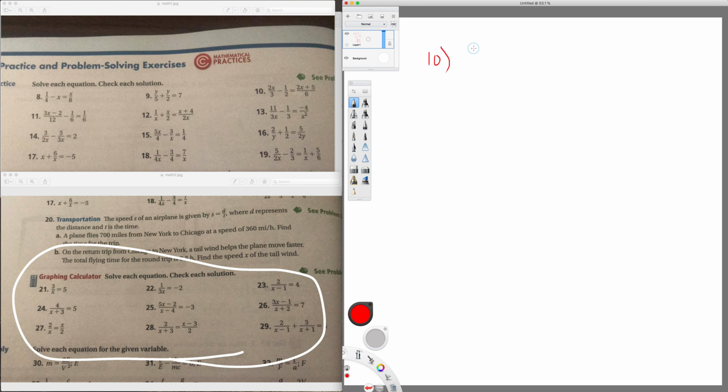Number 10, we have 2x over 3 minus 1 over 2 is equal to 2x plus 5 over 6. With a 3, a 2, and a 6, my least common denominator is 6. So I'm going to multiply everything by a 6. When I multiply by a 6 here, this 6 and this 3 are going to reduce to a 2, and then I take that 2 times 2x, so that's going to give me 4x. This 6 and that 2 reduce to a 3, and that 3 gets multiplied by that 1, so it's minus 3. And here the 6's are just going to cancel out.